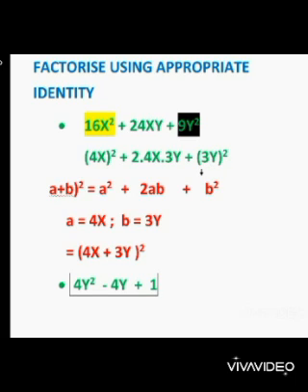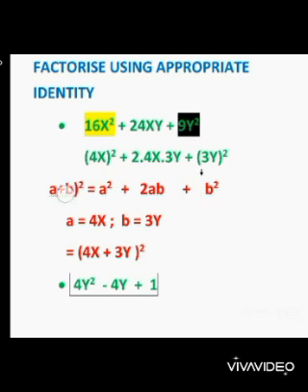Now let us write the middle term 24xy as 2ab, means 2 into a value is 4x, b value is 3y. So what you observe here, children, this expression is in the form of an identity a square plus 2ab plus b square. A square means 4x whole square, 2ab means 2 into 4x into 3y, plus b square means 3y whole square. So a square plus 2ab plus b square is what identity?